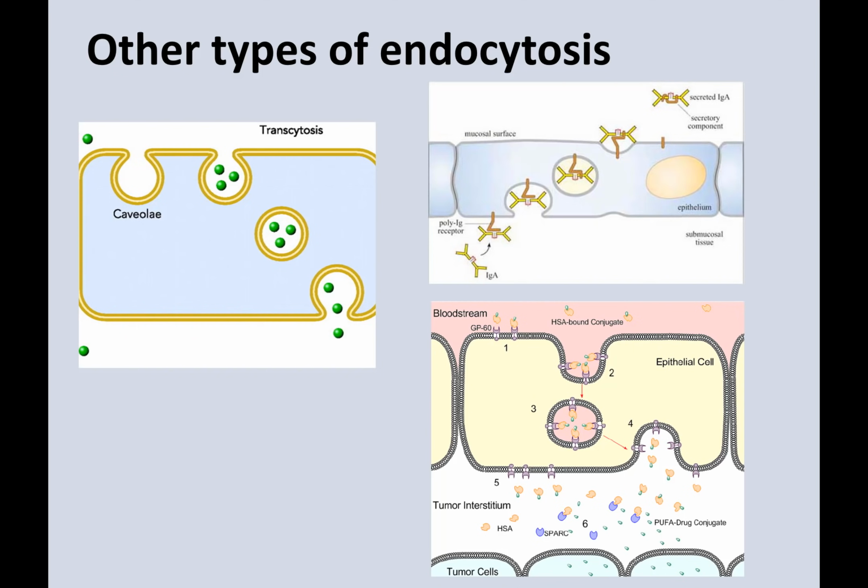There's also this type called transcytosis, and this is where you're moving components from one side of the cell to another, or one region to another. Again, this is really used a lot in cells that make linings, because these cells have an apical side and a basal side. So some of the key types of transcytosis is with antibodies.